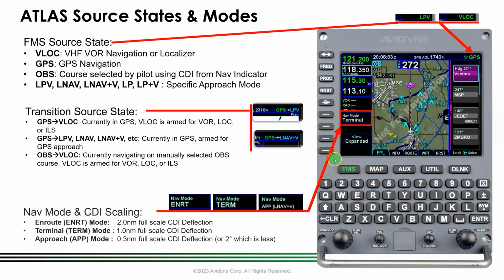And then the other nice feature on the FMS is the data block here at LSK4. It's your nav mode and CDI scaling data block. It tells you what mode you're in, whether en route, terminal, or approach. At any given time, you can glance there and it'll let you know. And of course, the CDI scaling associated with each of those modes.